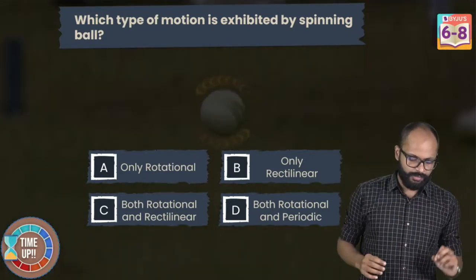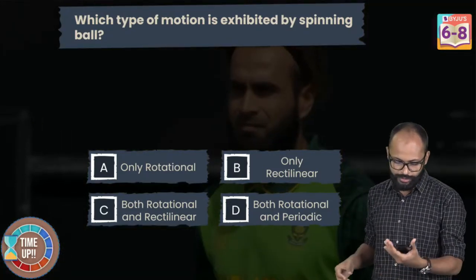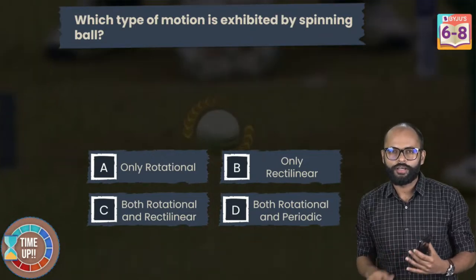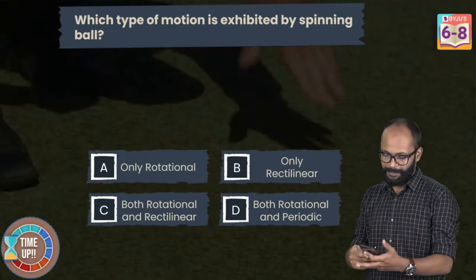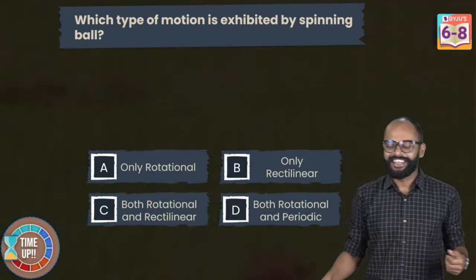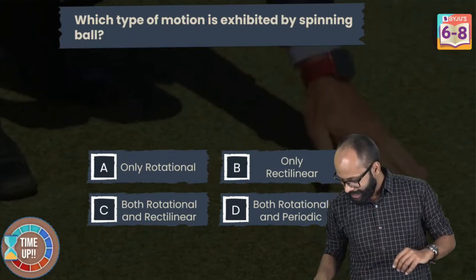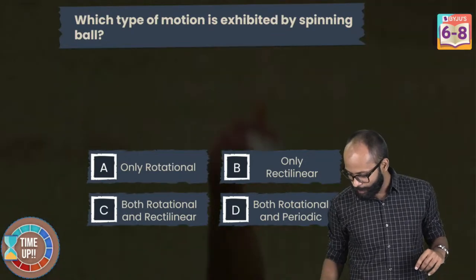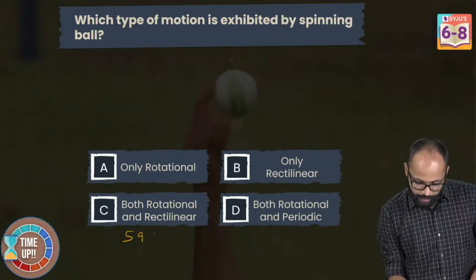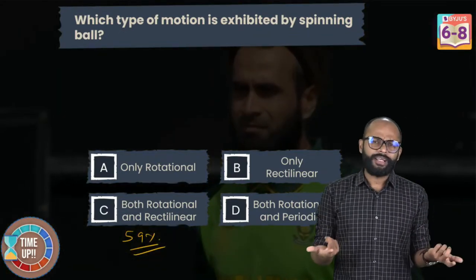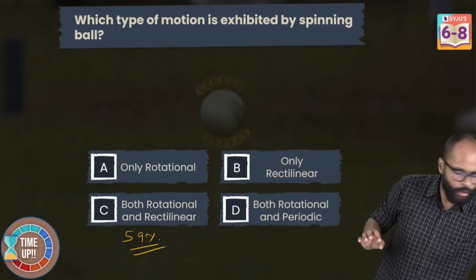Which type of motion is exhibited by the spinning ball? I'll give you 5 more seconds. 5, 4, 3, 2, 1. Let's end the poll. And the majority says option C. Majority says option C. What is the ball doing?